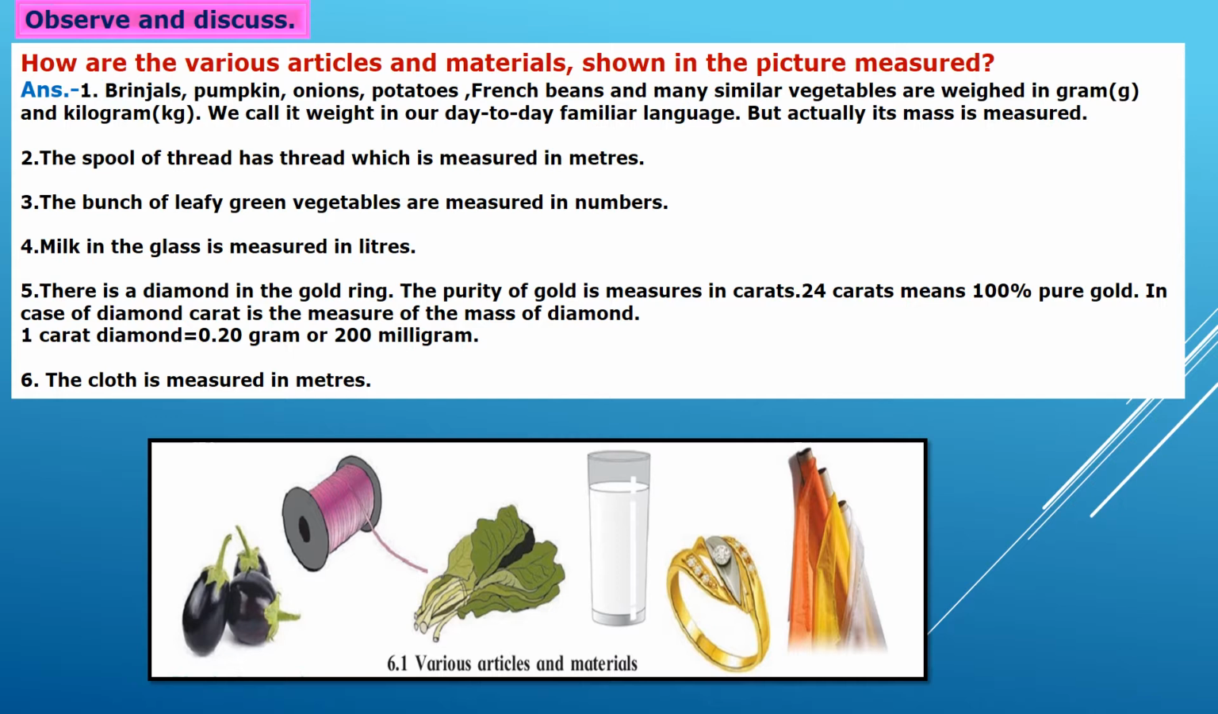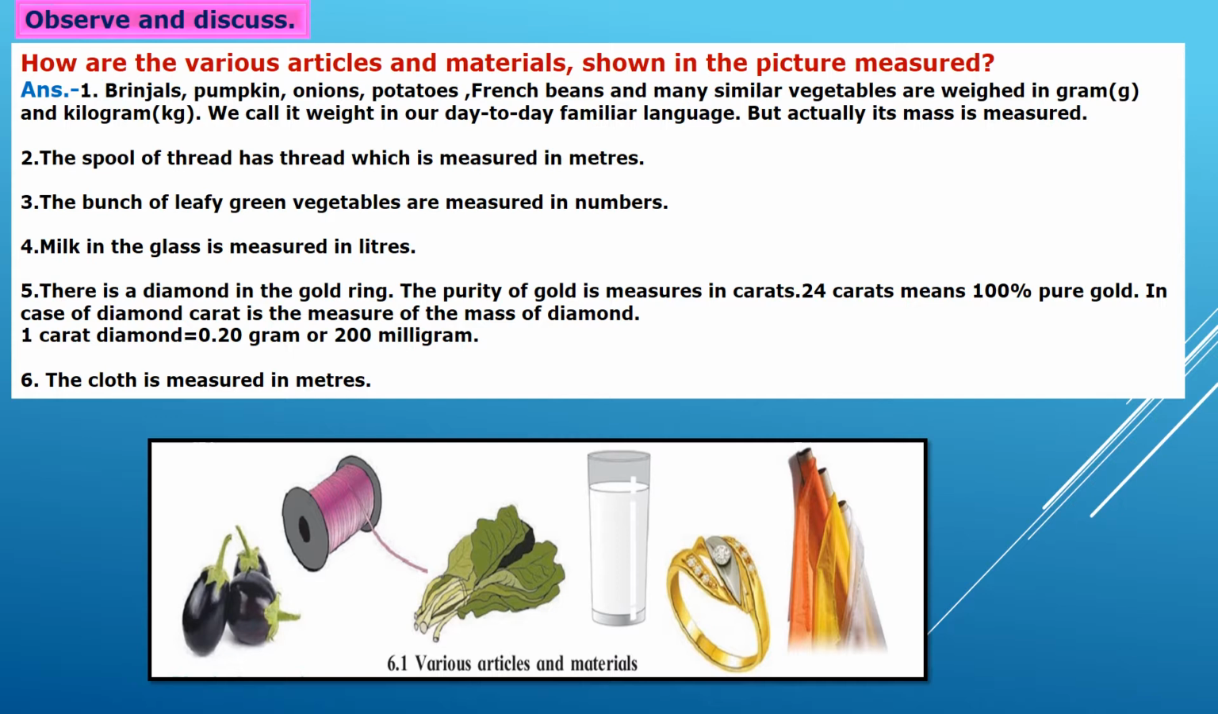Brinjal, pumpkin, onions, potatoes, French beans, and many similar vegetables are weighed in grams and kilograms. So we call it weight in our day-to-day familiar language, but actually its mass is measured. The spool of thread has thread which is measured in meters. The bunch of green leafy vegetables is measured in numbers.